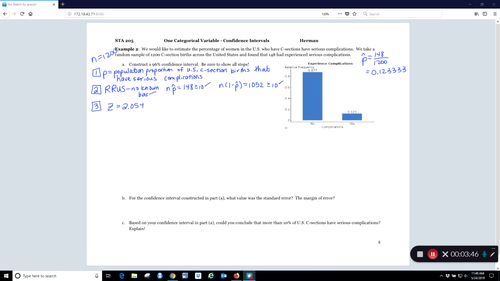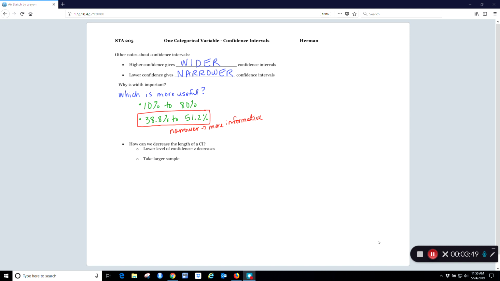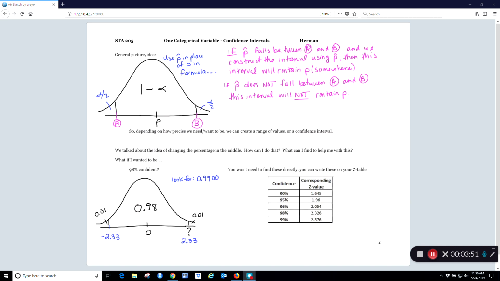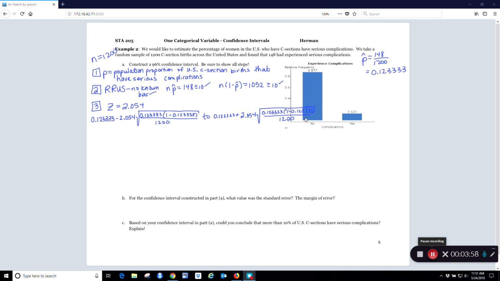So first I needed to get my Z, which was 2.054. Again, just using that little chart where you can write these numbers on your Z table. Alright, and sorry, I had to write over my graph here to write the full thing out. So I have my P hat, my 0.123333, minus my Z, times that square root piece of the P hat, 1 minus P hat over N. Same thing over here with just the plus sign between it. So first just making sure you have the right numbers to begin with here. Then I'll carry on the math.